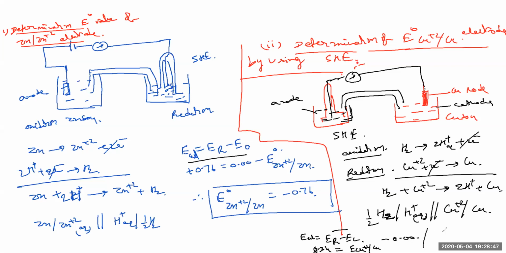So what is the final value? That is E naught of Cu2+ to Cu is equal to plus 0.34. This is the determination method. The reference electrode: according to the electrochemical series, the hydrogen electrode is used as the reference electrode to determine unknown E naught values. Take these two examples.